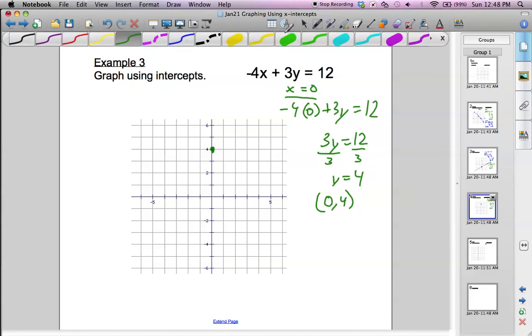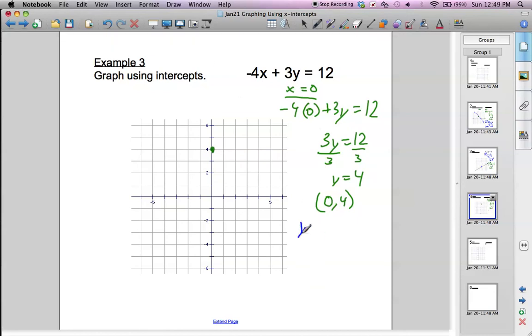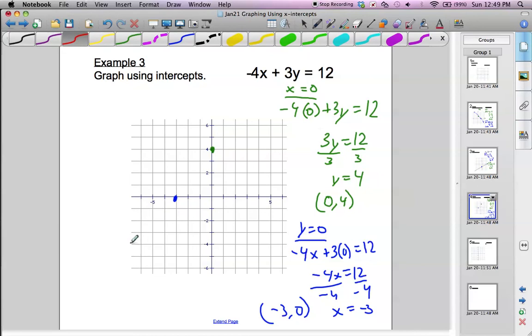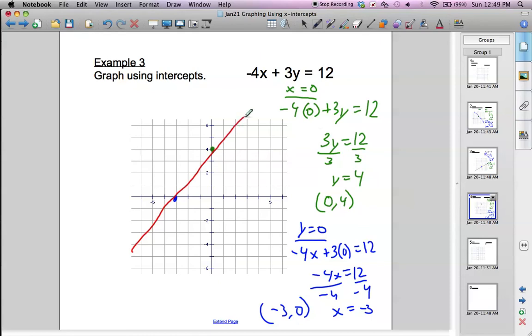And then we're going to find the x-intercept. We let y equals 0. We get negative 4x plus 3 times 0 equals 12. So negative 4x equals 12. Divide by negative 4. We get x equals negative 3. So the point negative 3, 0 is the x-intercept. So that would be over here. Okay, and then we can draw a line through those. Try to draw a nice straight line. Oops, that's a little bit crooked.